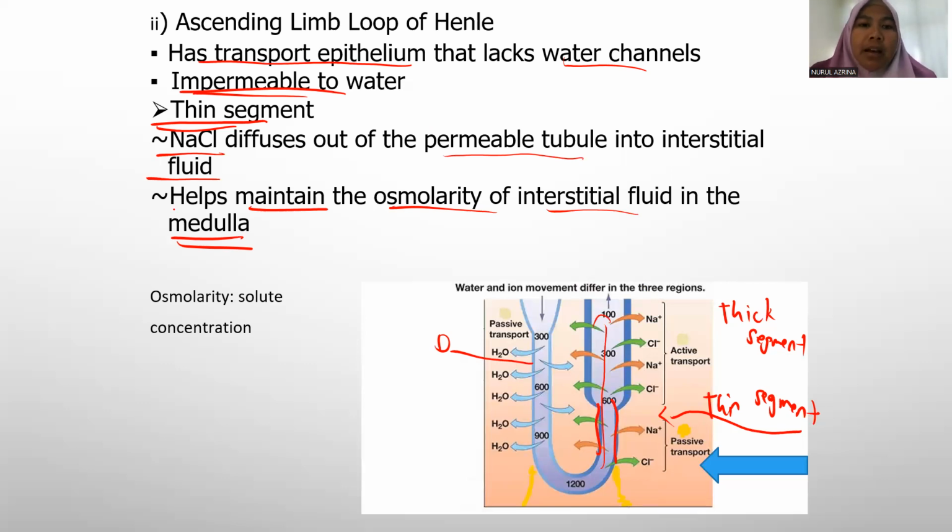Alright, what does that mean? You don't understand, madam? Okay, you don't understand, right? Try to look back and remember. Just now, in the descending loop of Henle, water is reabsorbed. So the surrounding interstitial fluid becomes less concentrated, or has low osmolarity. Water goes out into the surrounding tissue, so the tissues in that area become less concentrated.